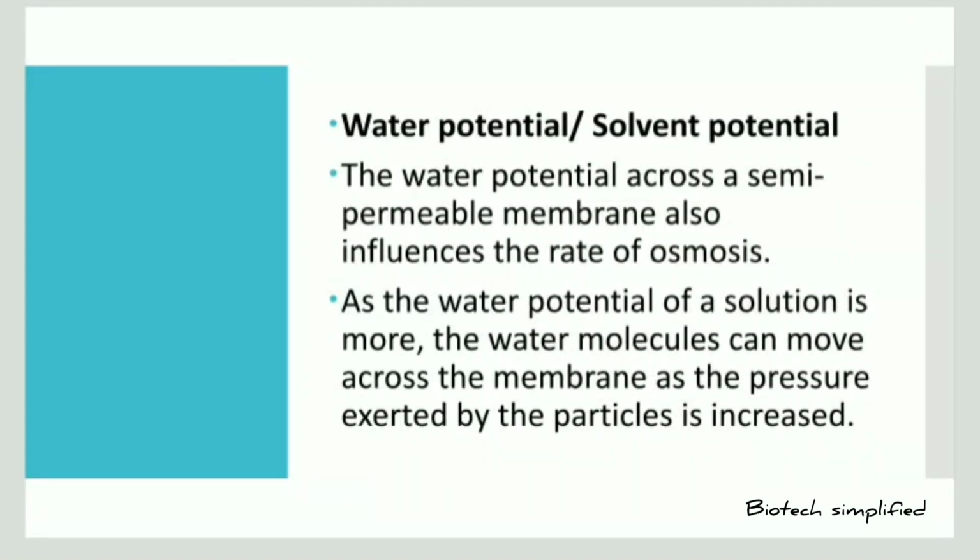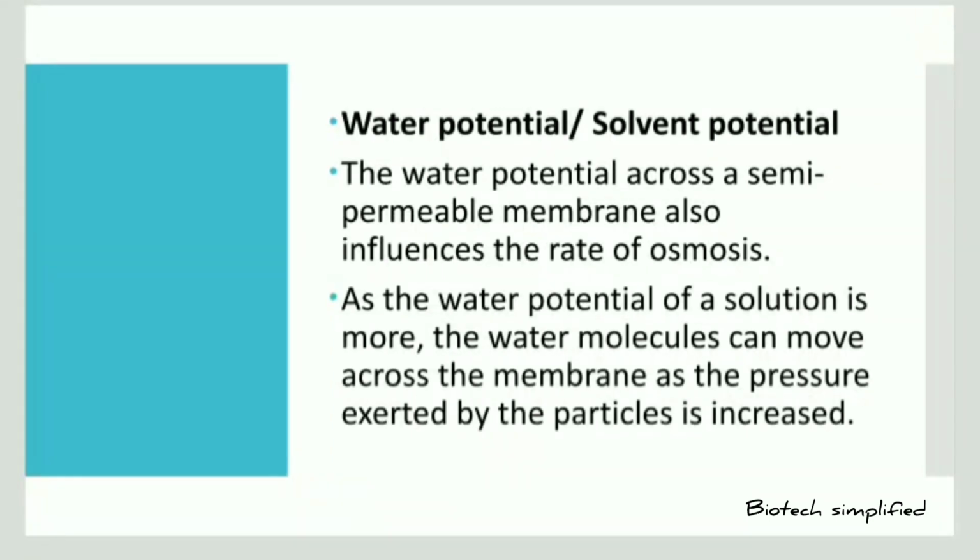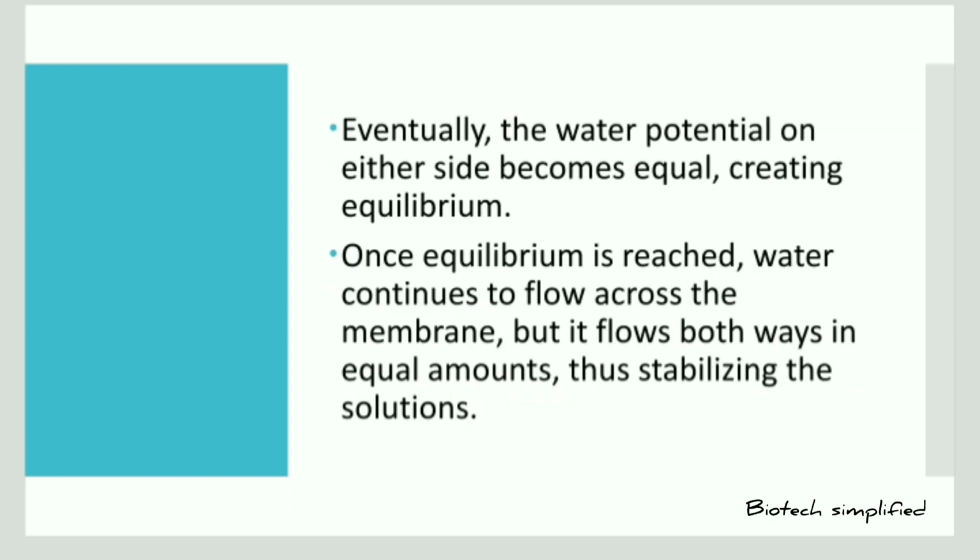The third factor which affects osmosis is water potential or the solvent potential. The water potential across a semi-permeable membrane also affects the rate of osmosis. When the water potential of a solution is more, the water molecules move across a membrane as the pressure exerted by the particles is increased. Eventually, the water potential on either side of the semi-permeable membrane becomes equal, that is, an equilibrium is reached.